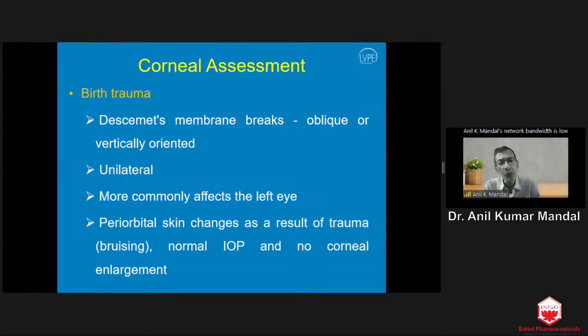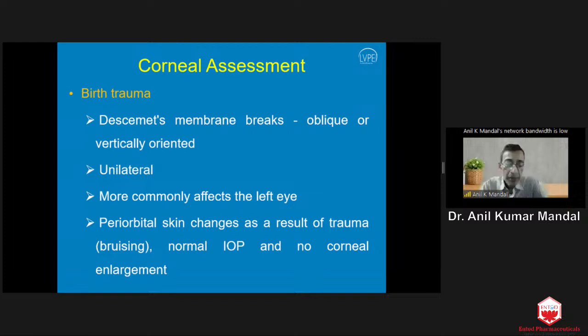Birth trauma can give rise to tears in the Descemet's membrane, and the breaks are usually oblique or vertically oriented, usually unilateral, more commonly affecting the left eye because of the LOA position of the fetal head. If forceps delivery is done, application of the forceps blade can give rise to injury to the eye, and because of the LOA position, left occiput anterior position of the presenting part, the left eye is more vulnerable. However, the other scenario can also be there. We have seen several patients come with right eye injury.